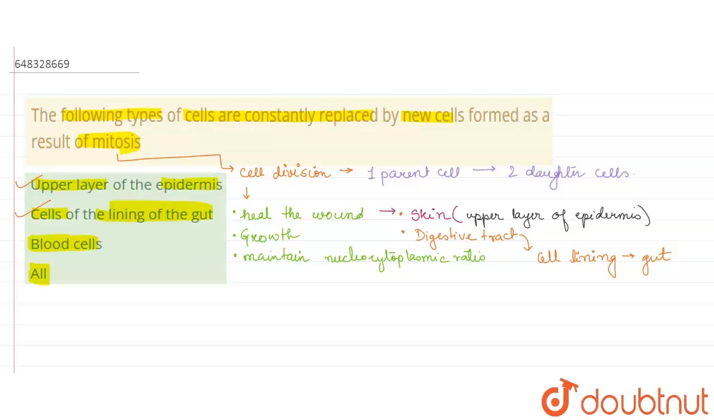Next, here we have the blood cells like RBC, etc. Blood cells. All these are renewed by, or healed by, or replaced by the cell division that is known as the mitosis. So all is the only correct answer.